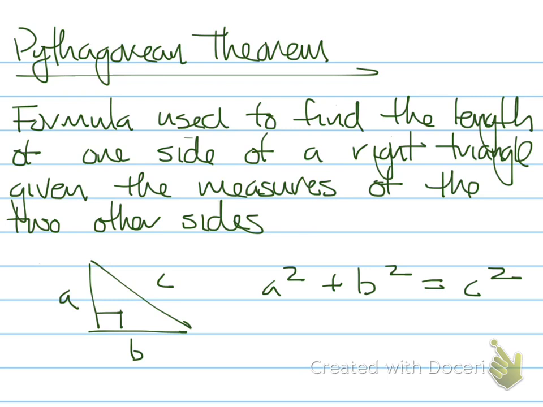The Pythagorean Theorem says that a squared plus b squared equals c squared, where a and b are the legs of the right triangle, the two sides that form the right angle, and c is the side that's opposite the right angle, or the hypotenuse.